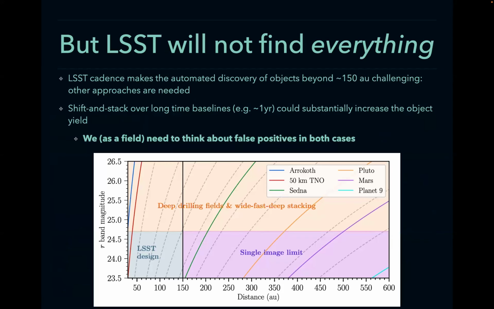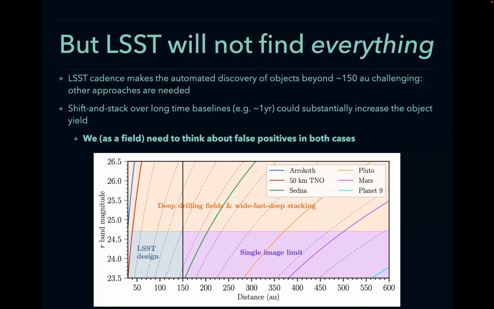But one key idea is that LSST will not find everything. The way the LSST pipelines work is that it tries to build tracklets out of single night data. The problem we have with that is that once you have objects that are too far from the sun, things look static. Basically, in one night, your object doesn't move, so you can't build a tracklet. So we think that at about 150 AU, the automated pipelines will stop working. So anything beyond that will be missed.